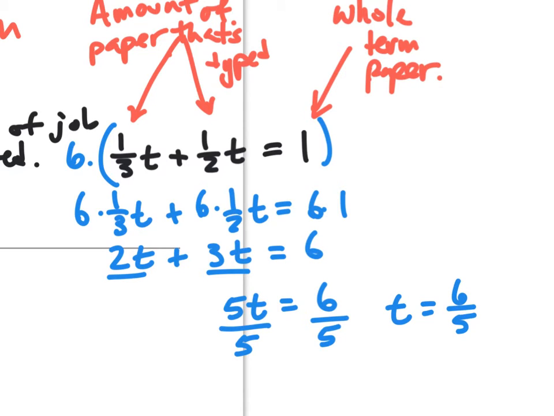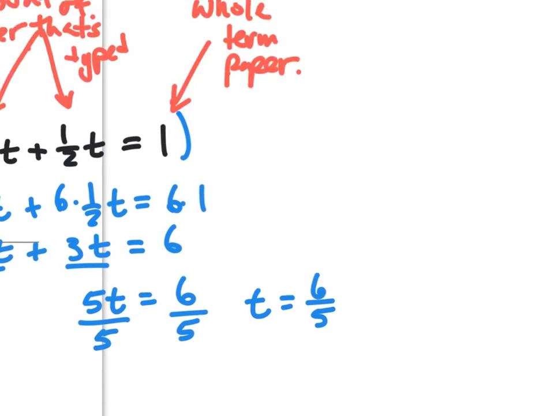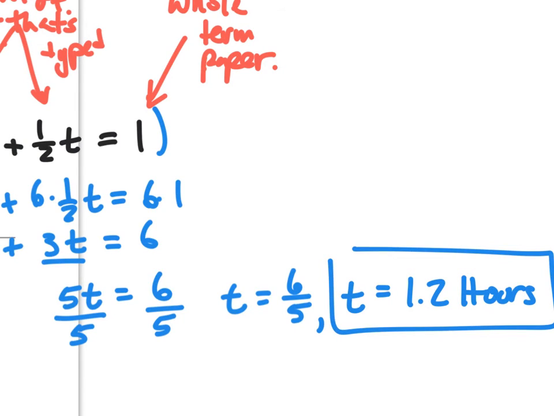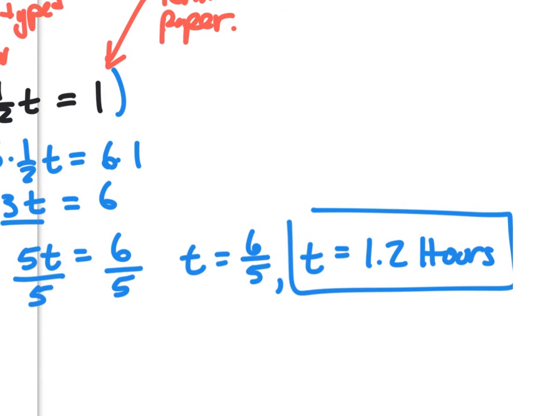Now, I don't really like that number, but if we put that into a decimal, then we get that time is equal to 1.2 hours. So we would say that it would take them 1.2 hours, both of them working together, to type that paper. I thought it was gonna be 1 hour.